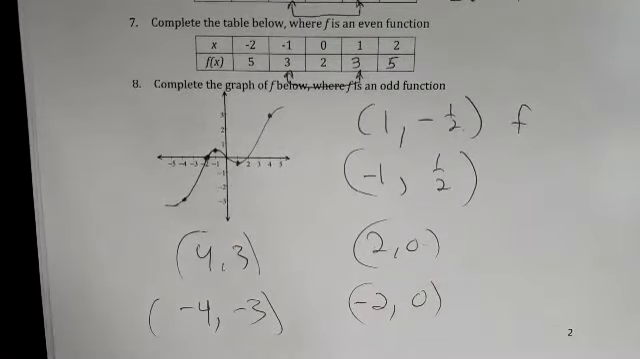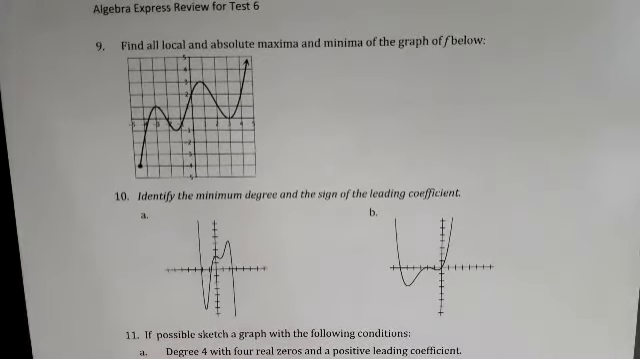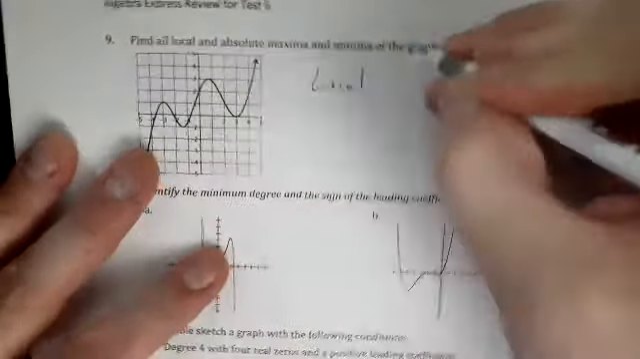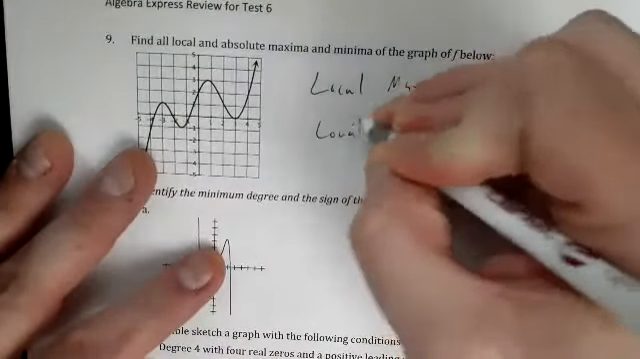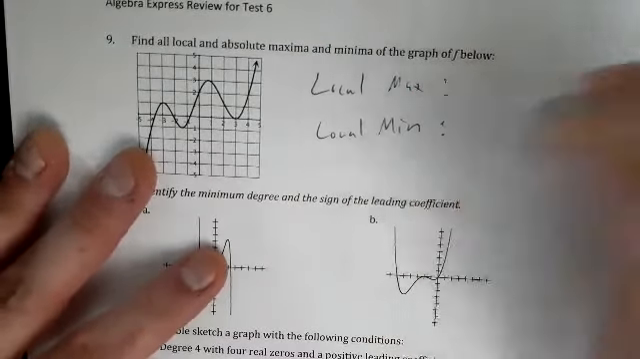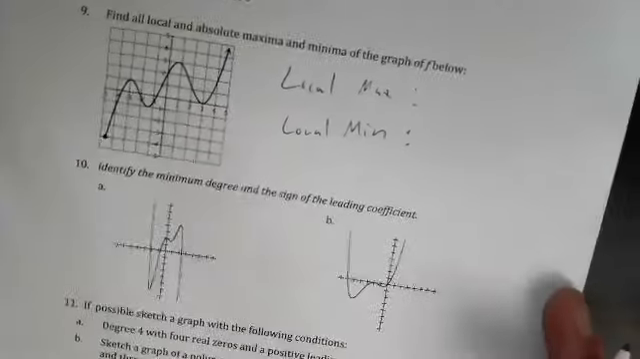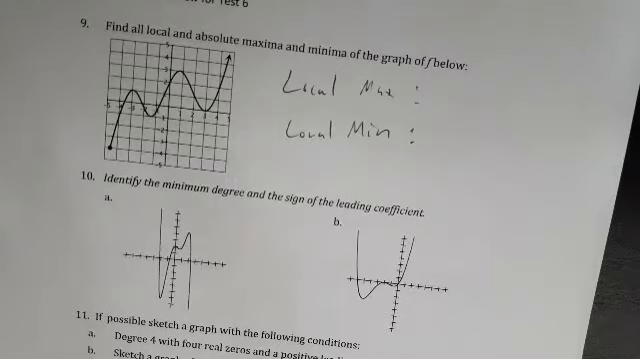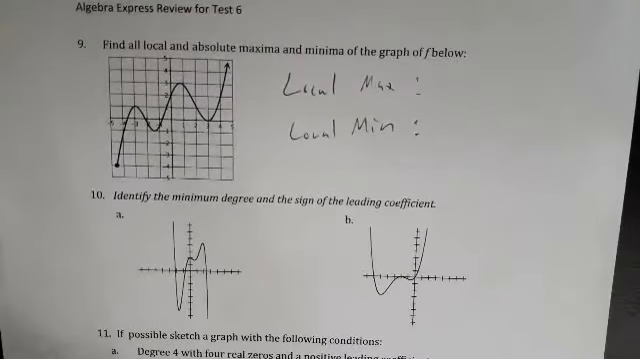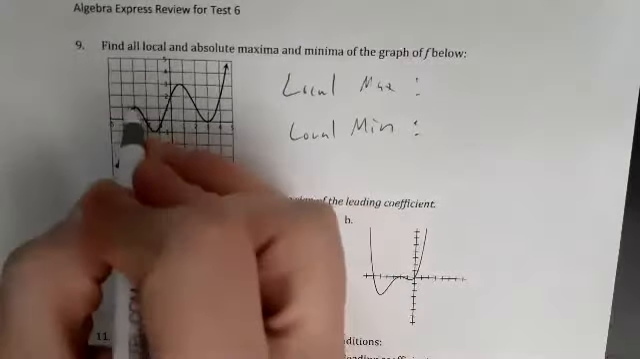Where we at? Find all the local and absolute max and mins on this graph. All right, so we're doing all the extrema. So we want to do, let's do local first, local max. So how many local maxes do I have on here? 4. I'm just talking about the maxes. Oh, sorry, 2. 2 of them, yeah. One of them should be right here.